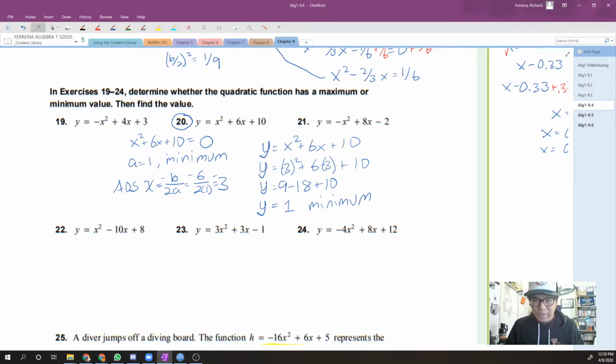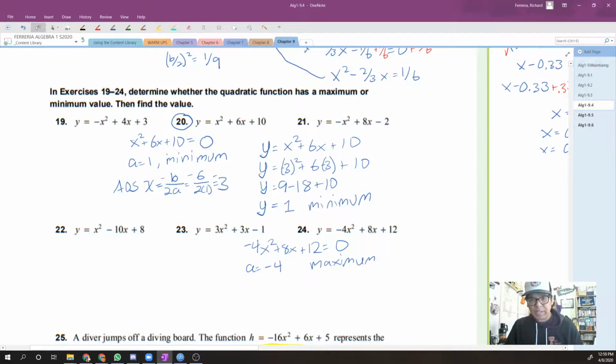Isn't that a lot nicer than completing the square? It's good of us to do a little bit of review here. I think the next one we're doing is number 24. So let's see what we have. Negative 4x squared plus 8x plus 12 equals 0. Notice that I'm not going to do any transformation or anything here.